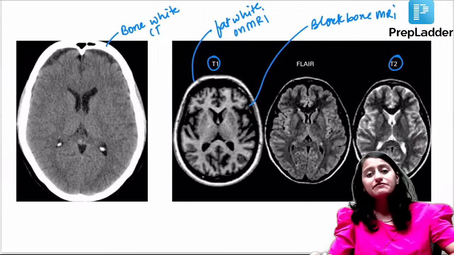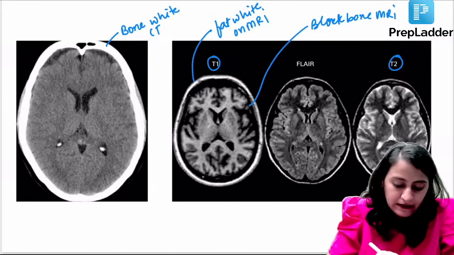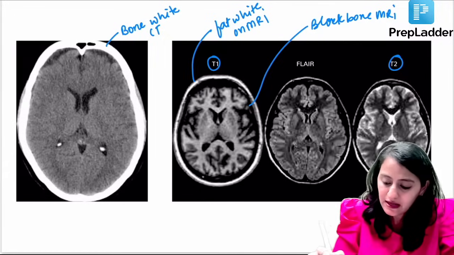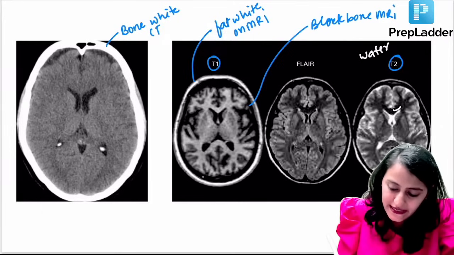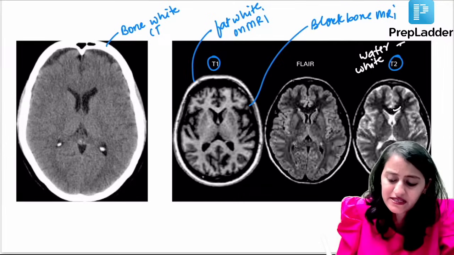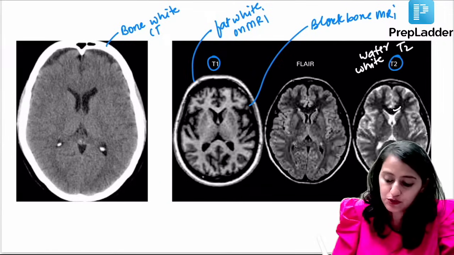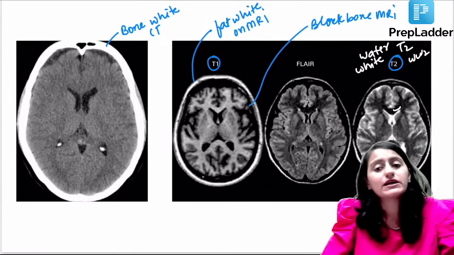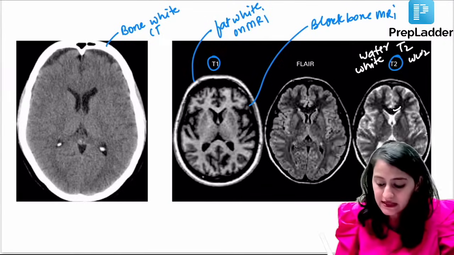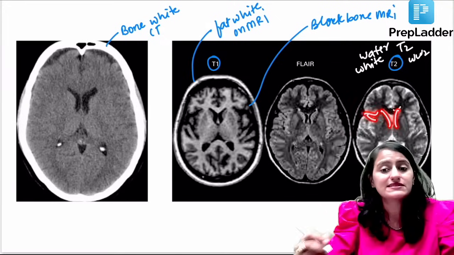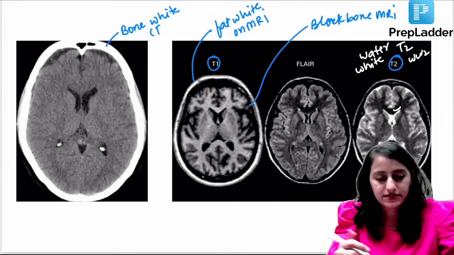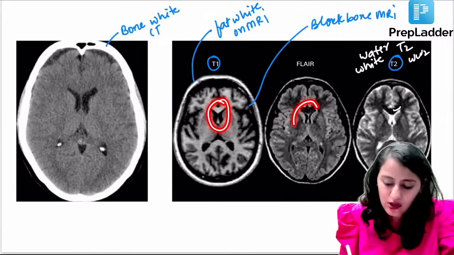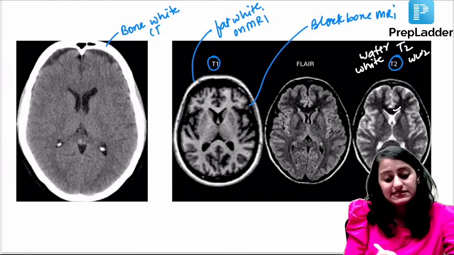Now, how do you identify if it's T1, T2 or FLAIR? We have learned the tricks in our videos in the PrepLadder app. If the water is white, remember WW2, World War II, it's a T2 weighted MRI. Where do you look for water? The CSF in the ventricles, the CSF in the sulcal spaces. If the water is not white, like you are seeing in these two images, then it is T1 or FLAIR.